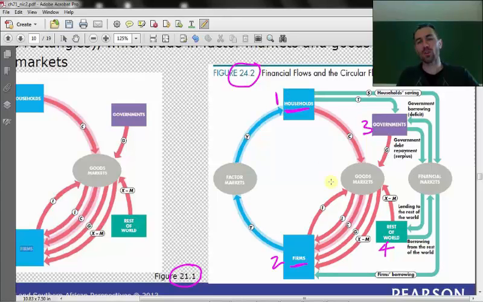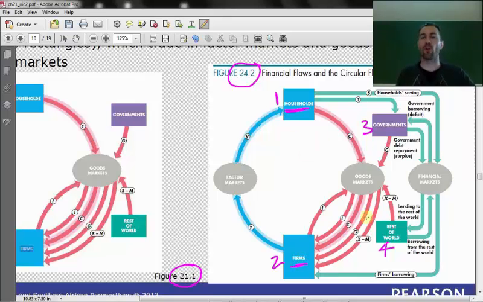So our households are going to interact with our firms. These arrows say that households interact with firms and firms interact with households. These arrows over here show us that households are going to interact with governments. Governments are going to interact with firms. Firms are going to interact with other firms. Households are going to interact with the rest of the world. Governments are going to interact with the rest of the world. The rest of the world is going to interact with our firms. Okay?